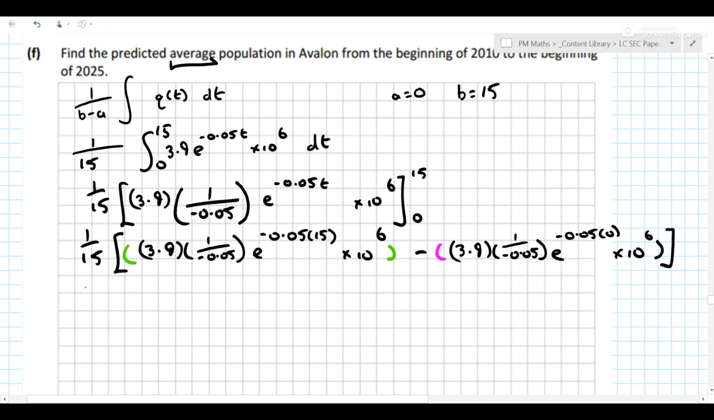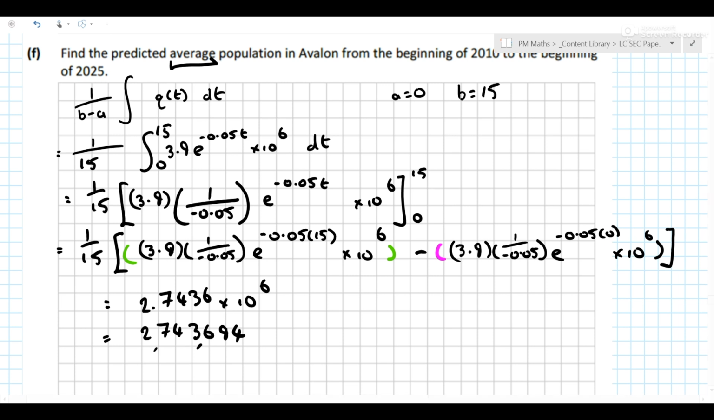Okay, multiply all of that out, and you end up with 2.7436 by 10 to the 6, which is 2,743,694.